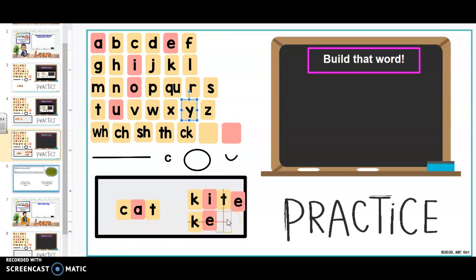So you can see that our rule is the I, the E, and the Y, we use a K. Most of the time, when we don't see an E, I, or Y, we're going to use the C for the k sound.